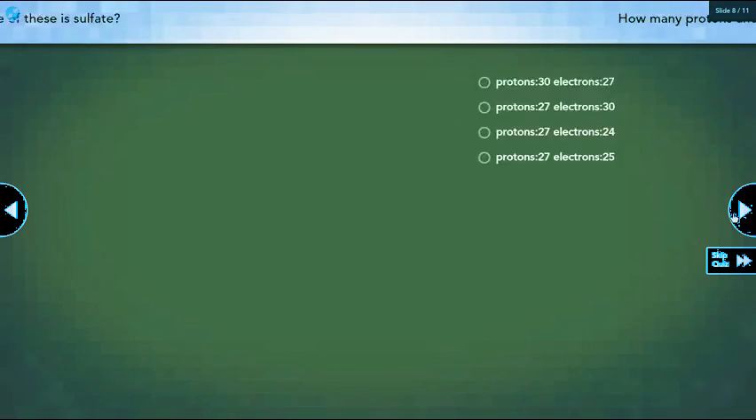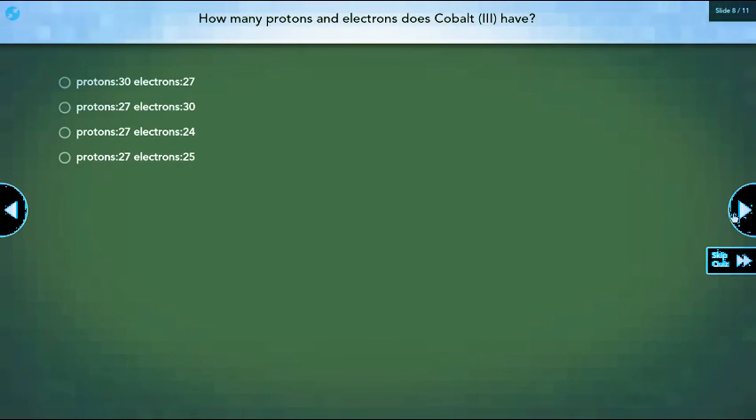All right, how many protons and electrons would cobalt 3 have? This is going to be a transition metal because it does have the Roman numerals, and cobalt is one that forms multiple ions. Our atomic number for cobalt is 27, which means it's going to have 27 protons. And if it's a 3+, it lost 3 electrons. So therefore, it's going to have 24 electrons.